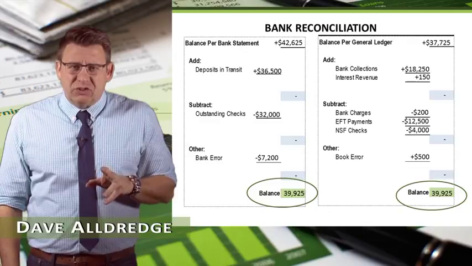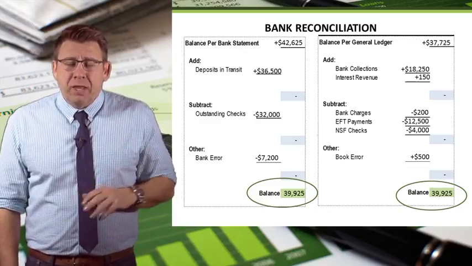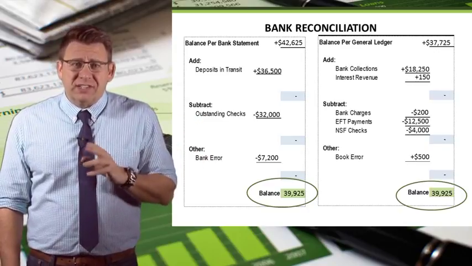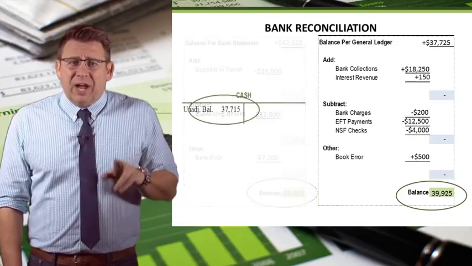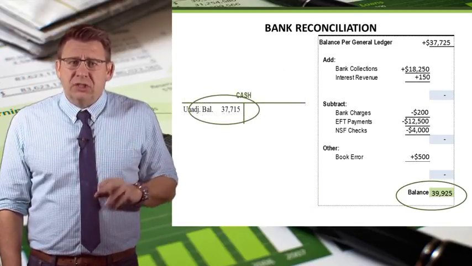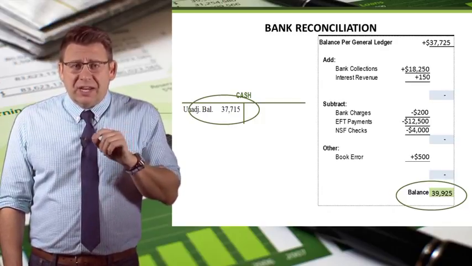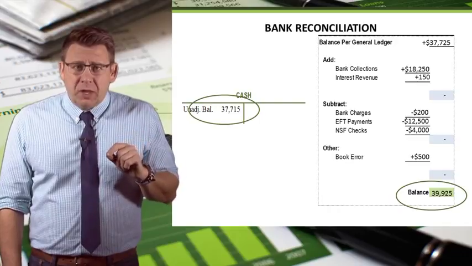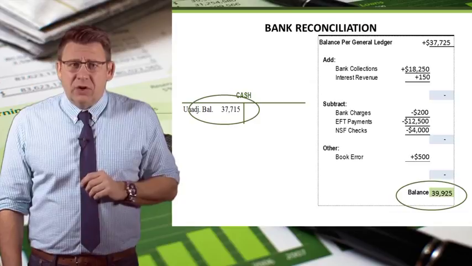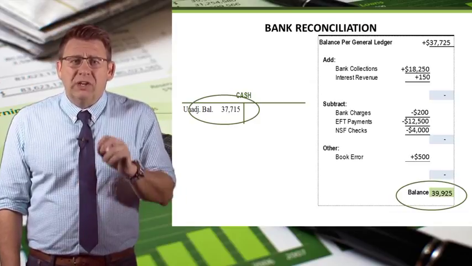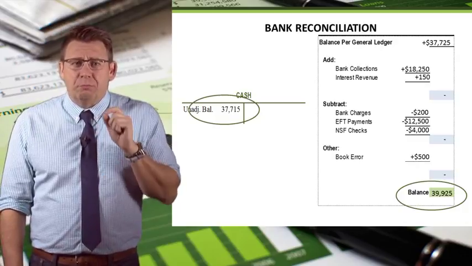Once the bank reconciliation is complete, we have calculated the adjusted cash balance. In this example, we determined that the adjusted cash balance should be $39,925. However, our cash ledger still shows the unadjusted balance. $39,925 is what it should be, but $37,725 is what it is. In order to adjust this account, we will need to record adjusting entries for the items that reconcile the book side.